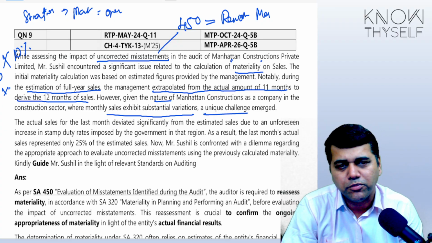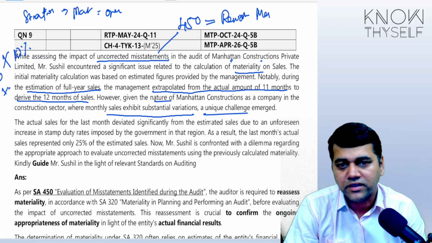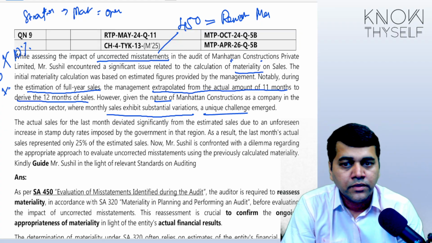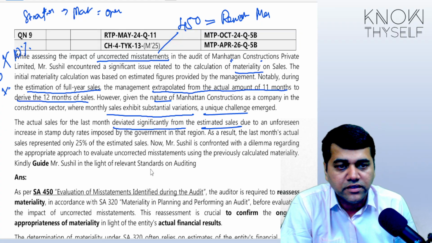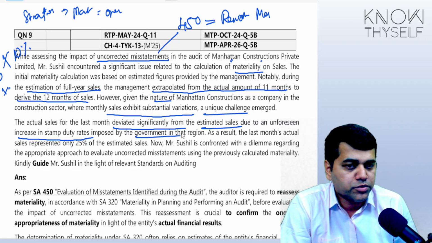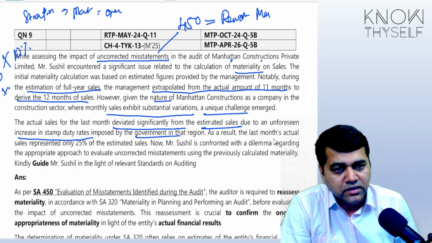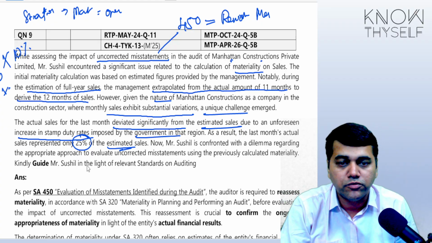Okay, so you cannot extrapolate, like saying for 11 months I made sales like this and in the 12th month I will make sales like this. In the construction business, that is not possible. So the actual sales of the last month deviated significantly from the estimated sales because of an unforeseen increase in the stamp duty rates imposed by the government. As a result, last month's actual sales represented only 25% of the estimate. That is, a very big jump has come now.